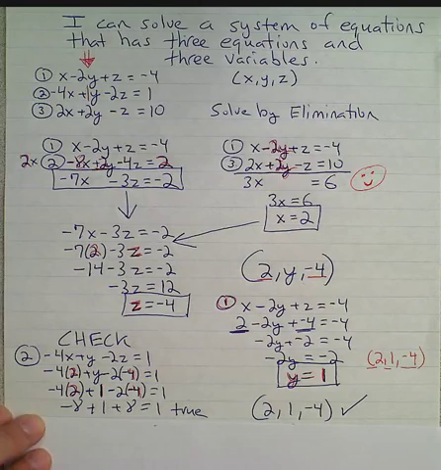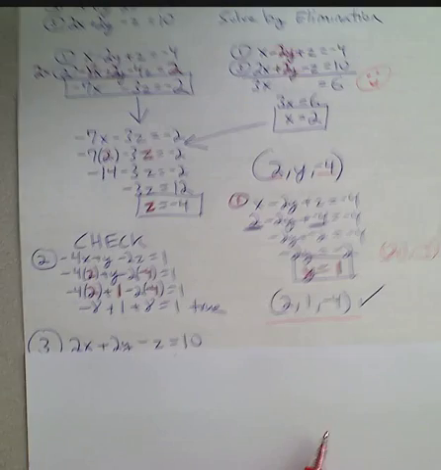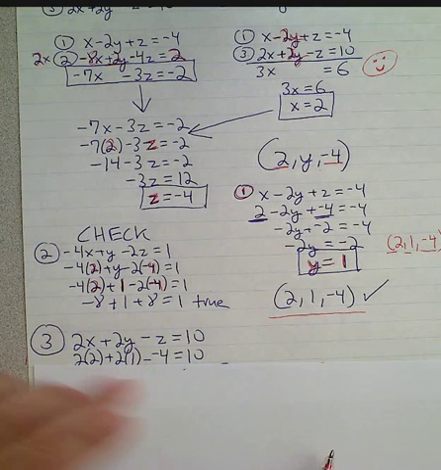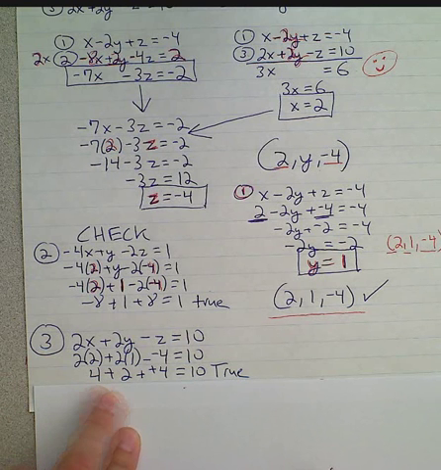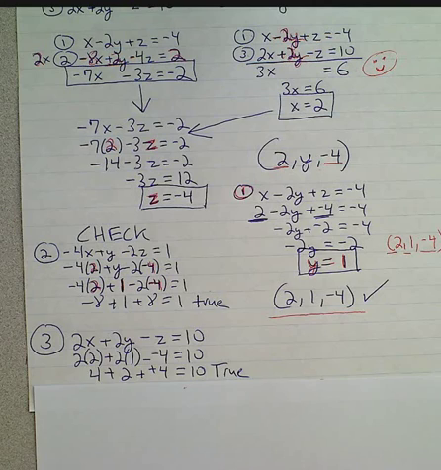I also have to do that for the third equation. So I'll need to take the third equation and substitute in the x, y, and z there. Go ahead and see if I get a true equation, and I find that 4 plus 2 is 6, plus 4 makes 10, and this is also true.